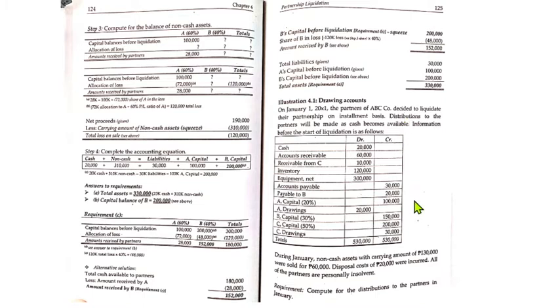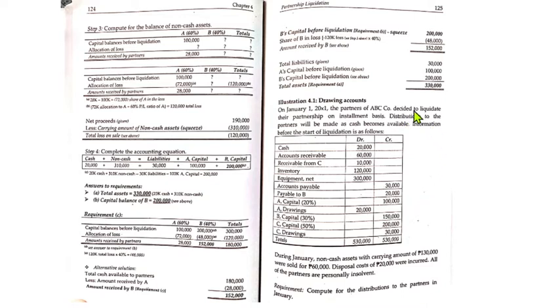Okay, let's look at illustration 4.1, which is a discussion on the drawings account. The drawings account is a temporary contra account to the capital accounts of the partners. The drawings account has a normal debit balance. So ito ay at the end of the period, the drawings account will be deducted from the capital balances of the partners. So this is a reduction on the capital balances.